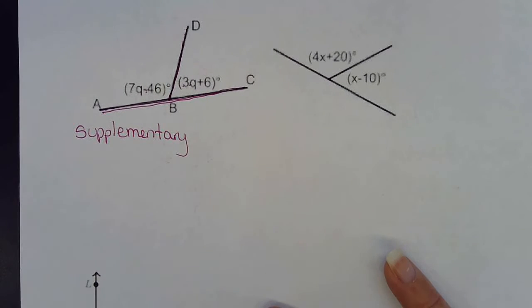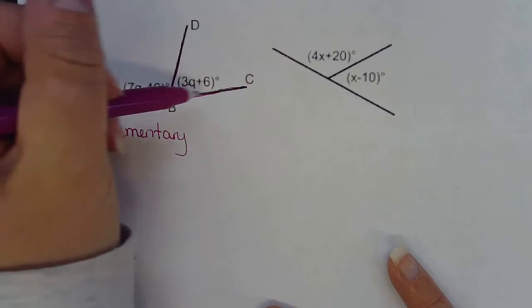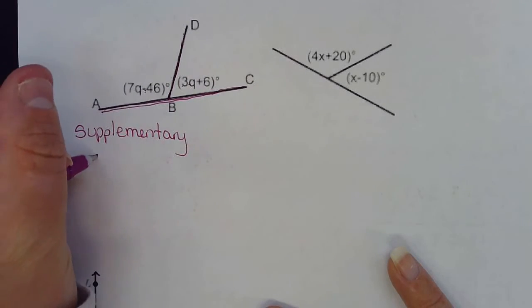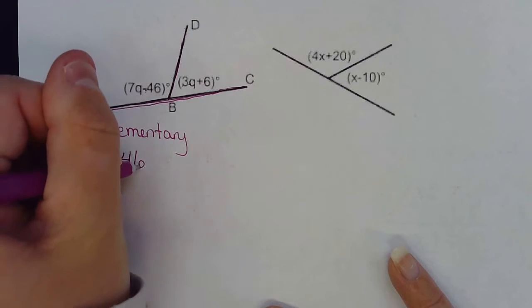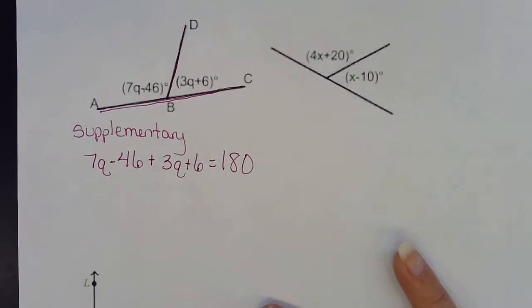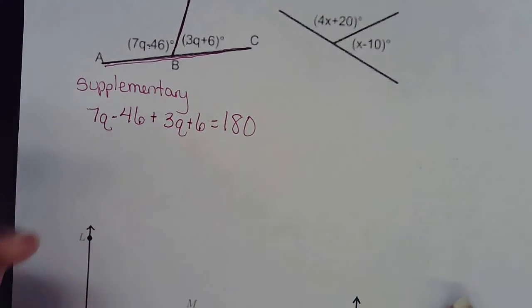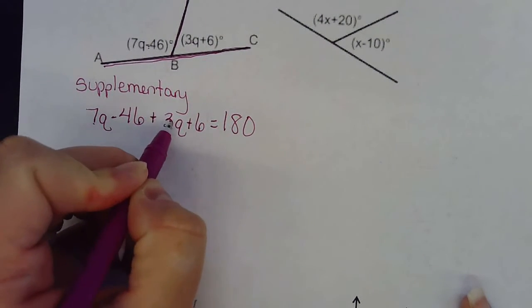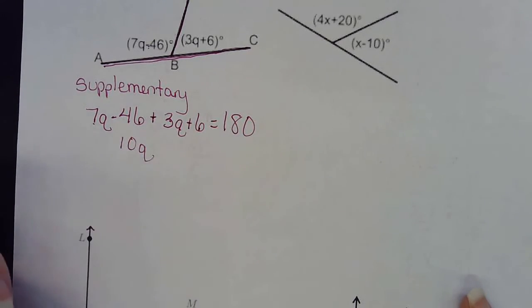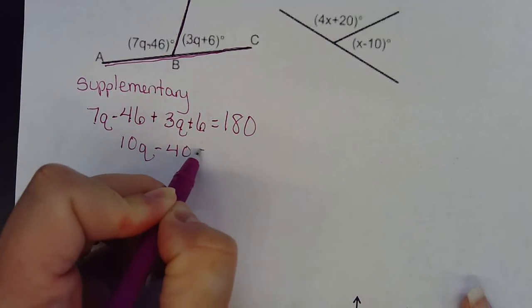Yesterday, we were setting angles equal to each other. Today, you're not. You're actually going to add them and set it equal to either 90 or 180. Because this is a straight line, we're going to take 7q minus 46 plus 3q plus 6, and because of the straight line, it equals 180. So then you use your awesome algebra skills. 7q plus 3q is 10q. Negative 46 plus 6 is negative 40, equals 180.